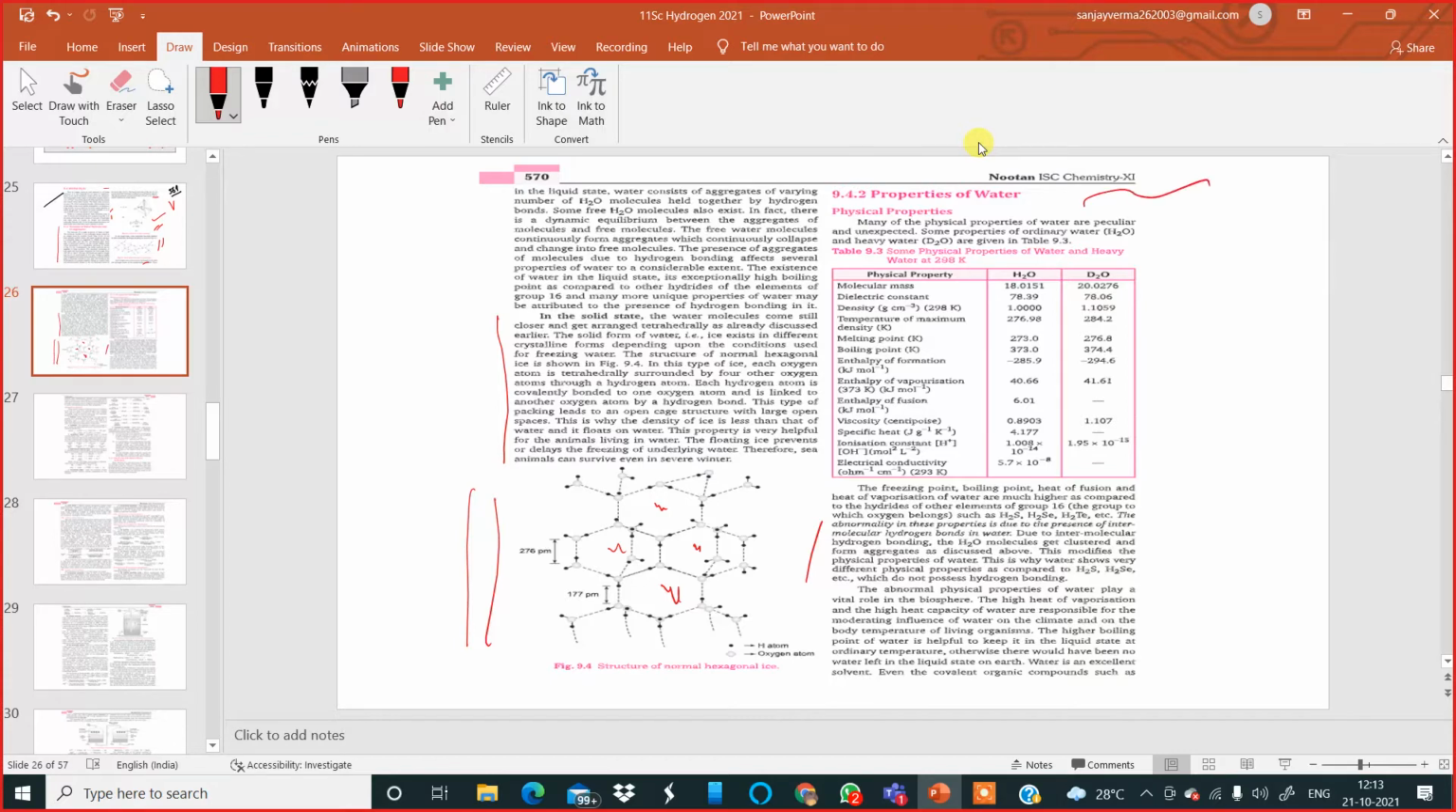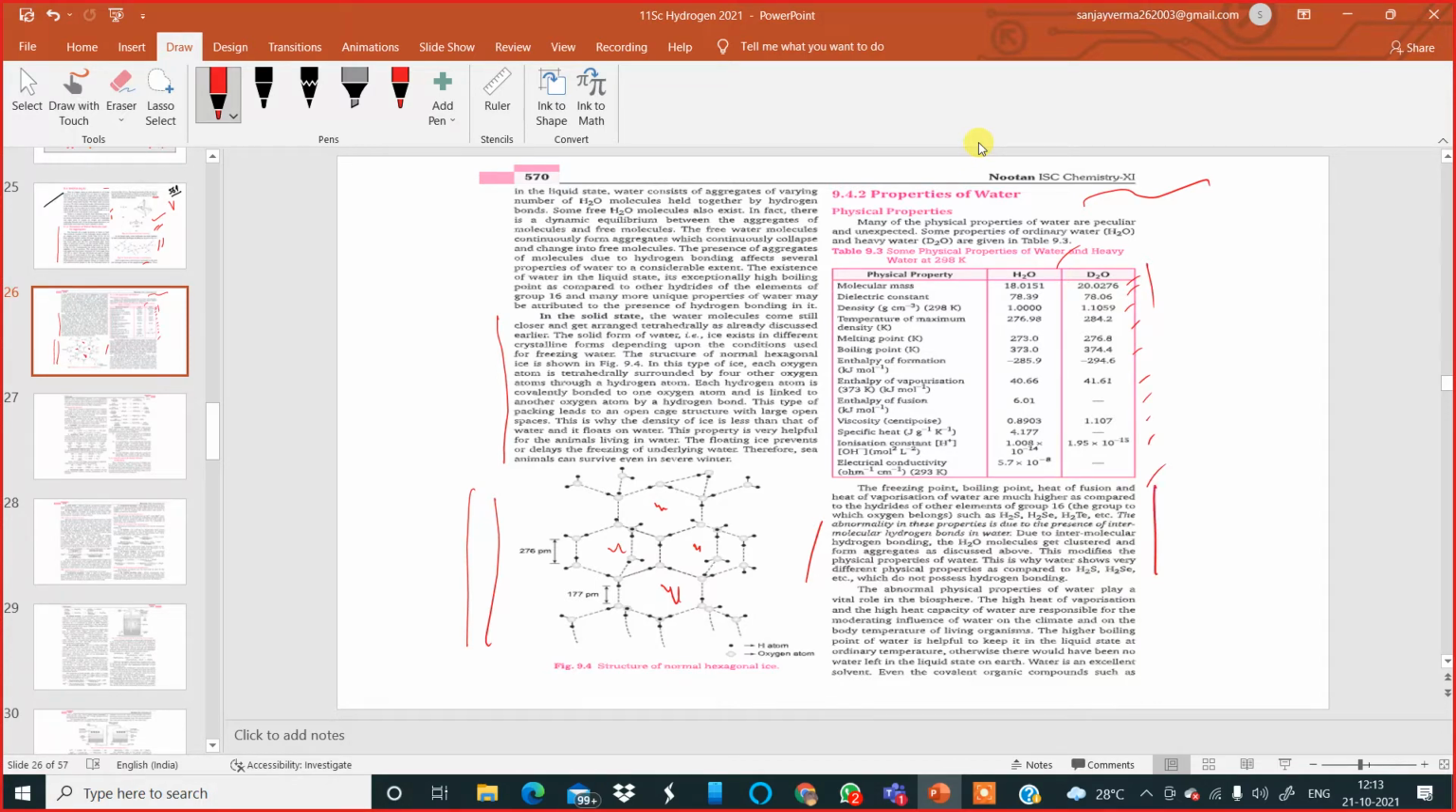Then moving to the physical properties. If you look at the physical properties, many of the physical properties of water are peculiar and unexpected. Some properties are discussed over here in this table. Comparison to deuterium oxide, that is heavy water, D2O and H2O. Okay, you can just say comparative. They are almost similar.